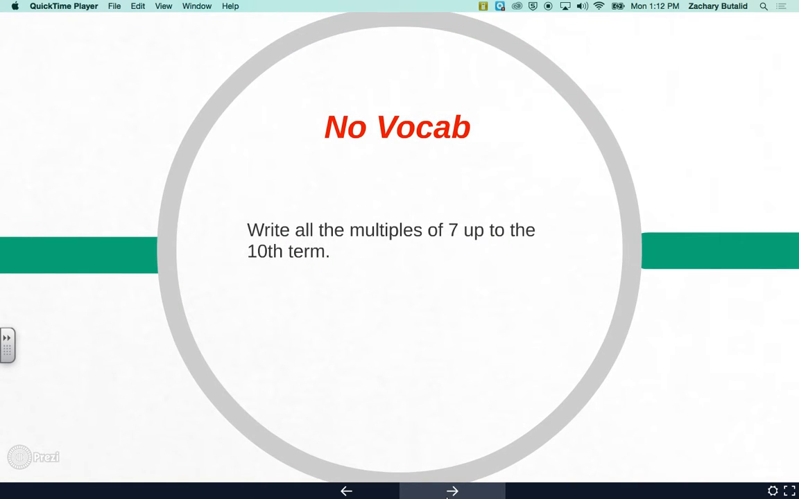There's no vocab for today, but for your vocab spot, I would like you to write all the multiples of 7 up to the 10th term, okay? Make it the 11th term, so I know that you guys are actually doing the work. And plus, it's really good practice if you don't know your multiplication facts of 7.